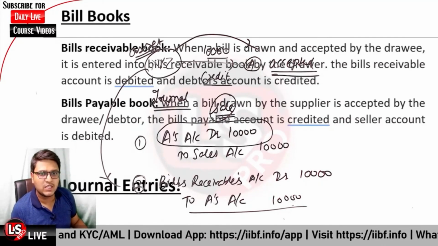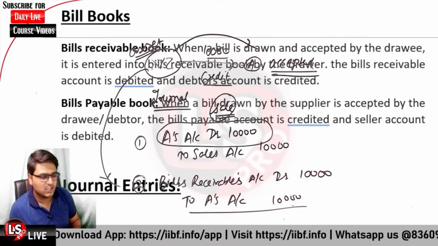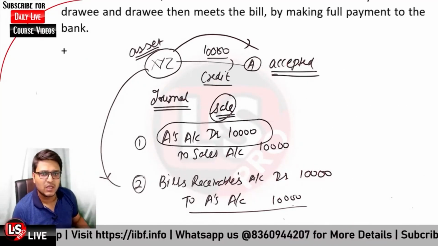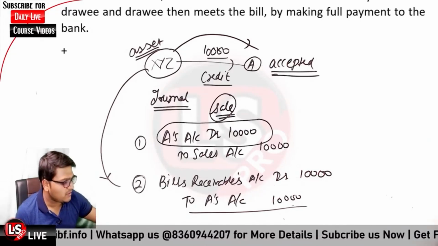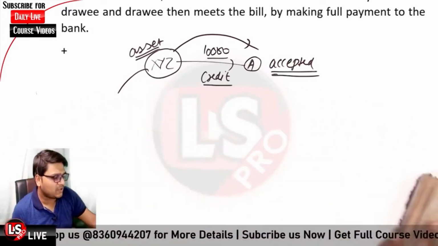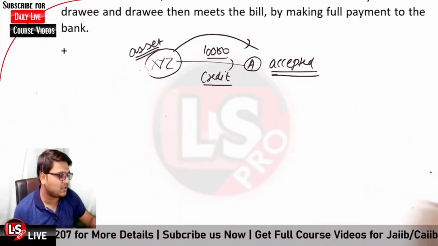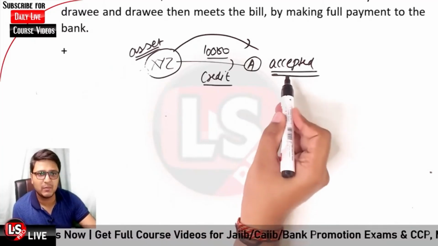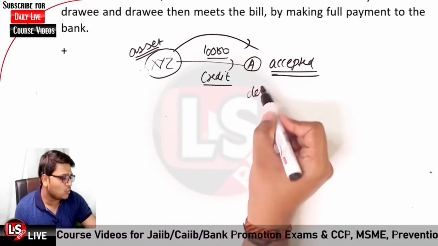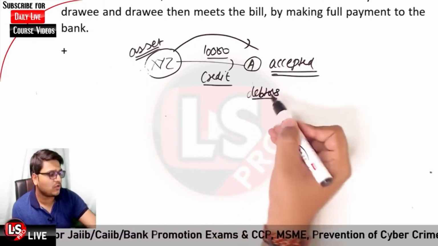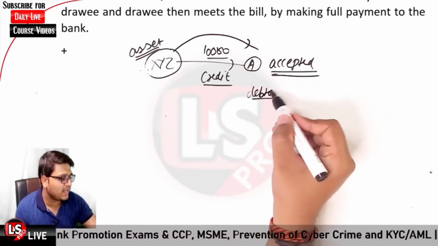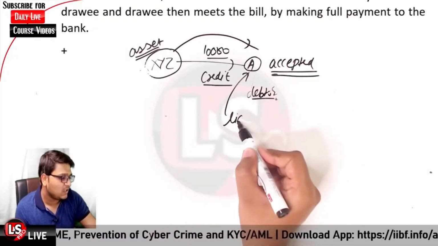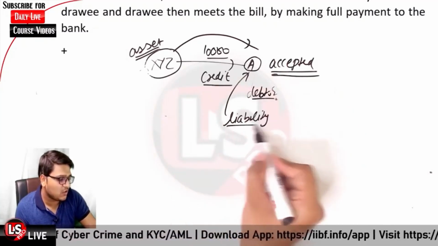Okay, now what is the bills payable book? In the same example, if we look at the journal entries on the debtor side, when a bill is drawn and accepted by the debtor to whom the goods were sold on credit, it would be a liability on A. It's an asset for XYZ, but a liability for A, because he is now obligated to pay the amount.